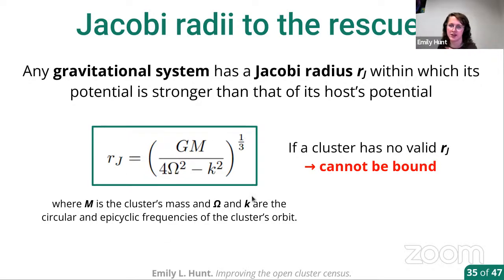which depend on where the cluster is in its orbit and the model of the Milky Way potential that you assume. But at least within the solar neighborhood, that's pretty well resolved. These constants can be determined, I think, relatively accurately. And so we can make a pretty accurate measurement, I hope, of this parameter. And the hypothesis I had basically is that if a cluster doesn't seem to have any radius at which its potential is stronger than that of the Milky Way, then there's a good chance that it's probably not bound.